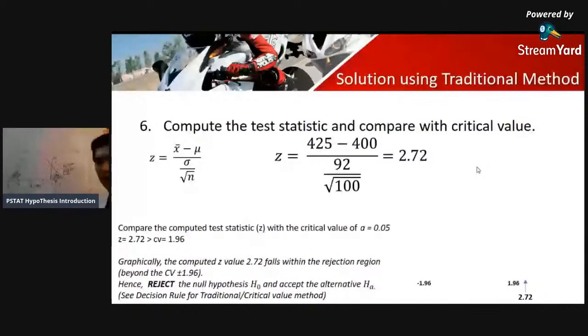So that's how you do the traditional method. Just compute the appropriate test statistic, z or t test, and then compare it with the confidence coefficient. You can use the graphical method to identify the location of the test statistic, and you decide what rule you are going to apply. Based on the rule, once the positive z value or the positive test statistic is greater than the confidence coefficient, we reject the null hypothesis.